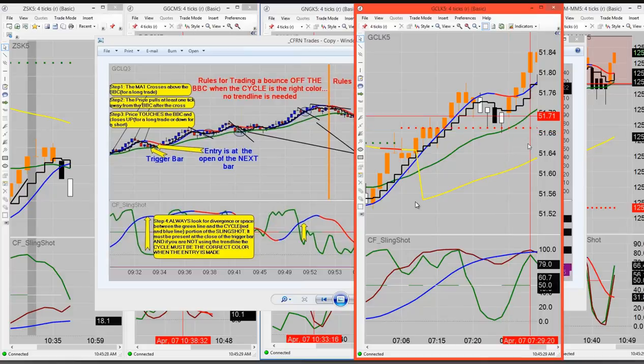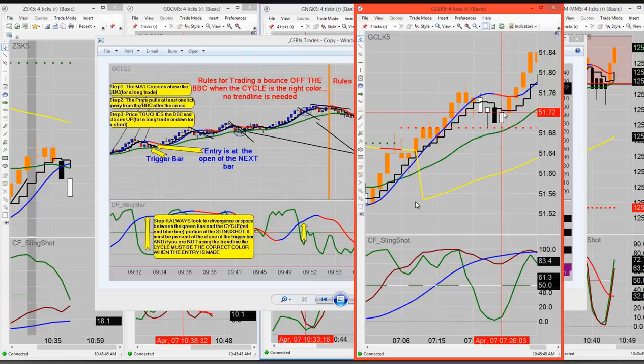Now when it hits the BBC, you look down here and make sure that the cycle is blue and above the green line. The entry is the up close off the BBC. So in this case right here, we would have been looking to go long at 51.72. Okay, we would have been looking to go long at 51.72.